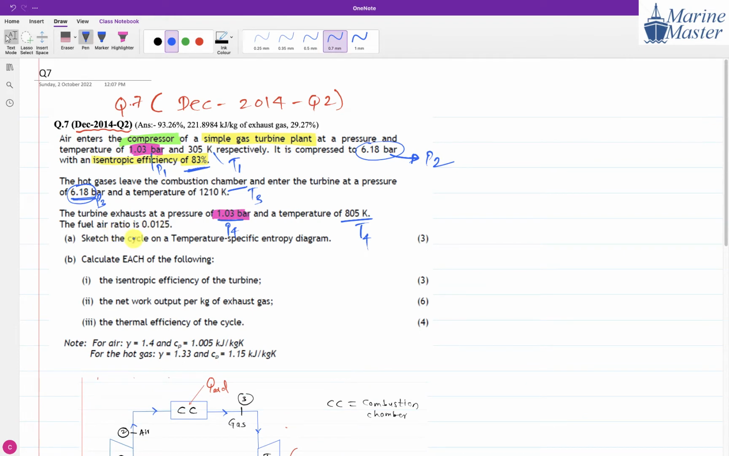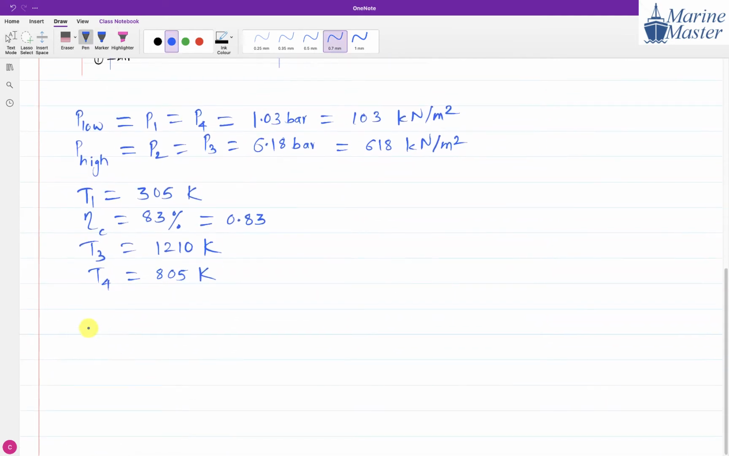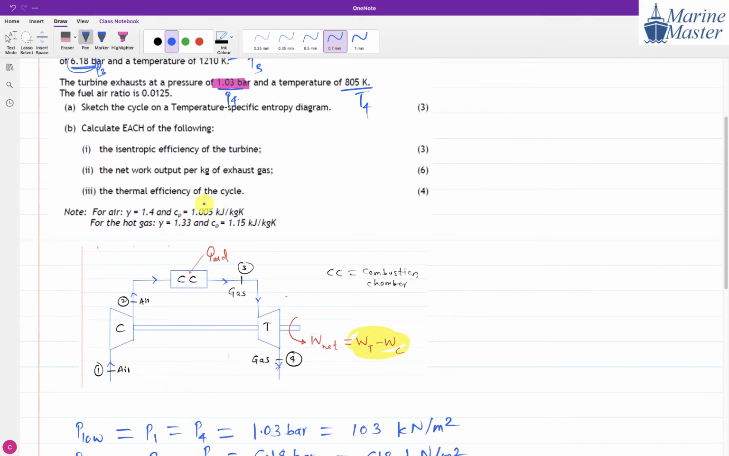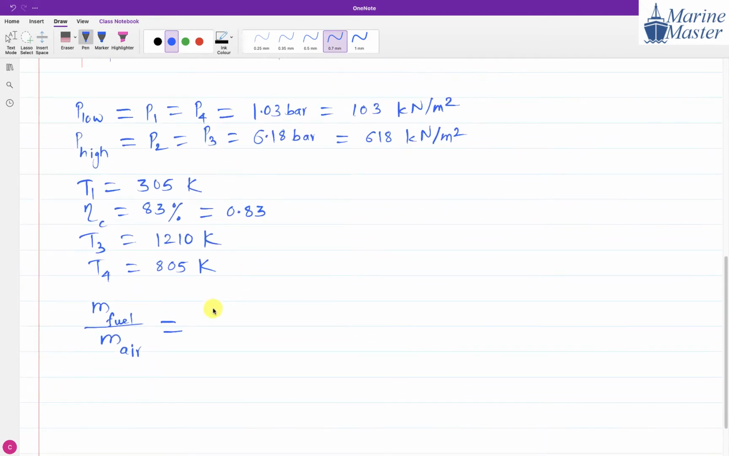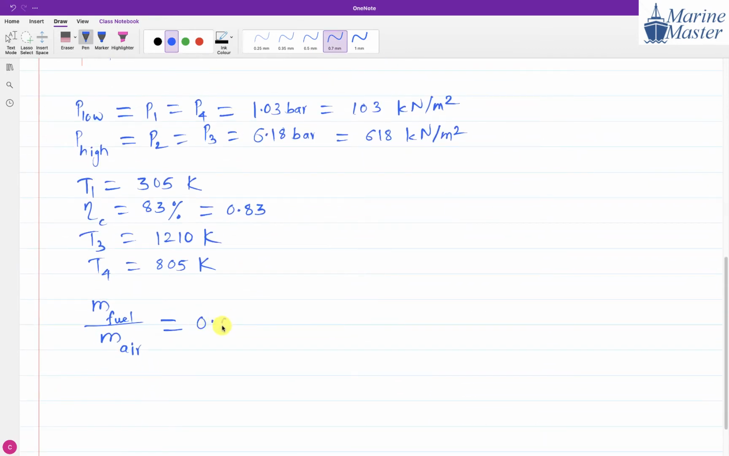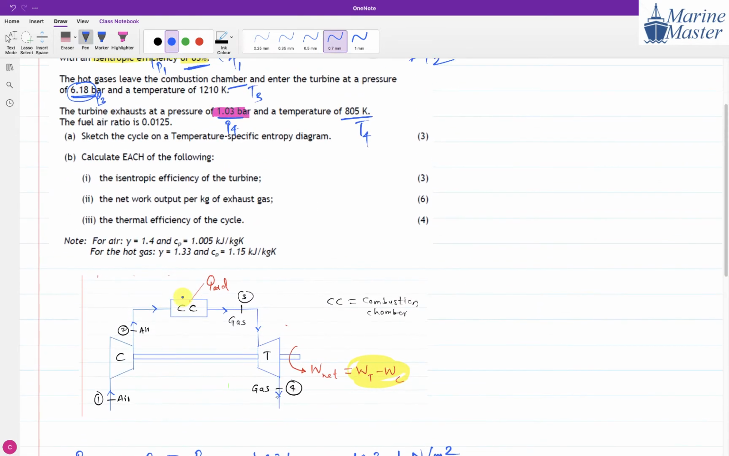Then after that we will have a fuel air ratio, guys. What is meant by fuel air ratio? Fuel air ratio means mass of fuel divided by mass of air. How much have they given us in the question? 0.0125. So that ratio is 0.0125.